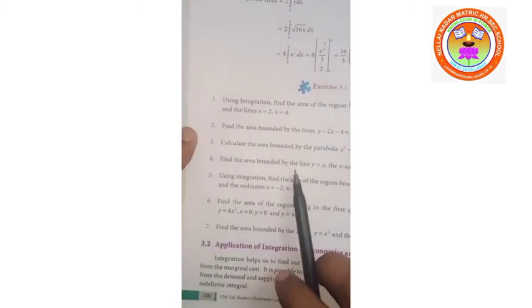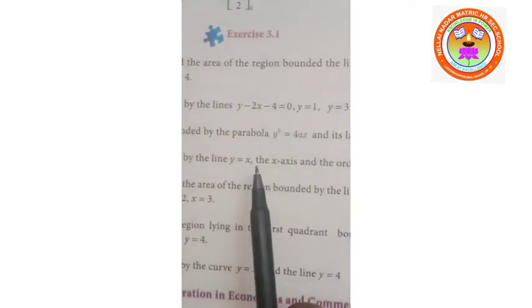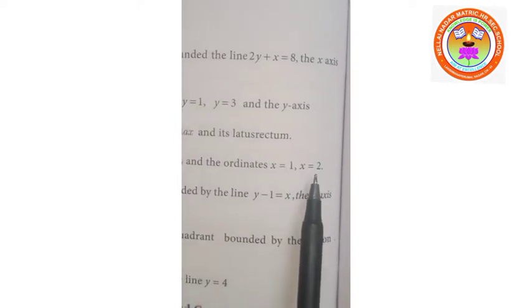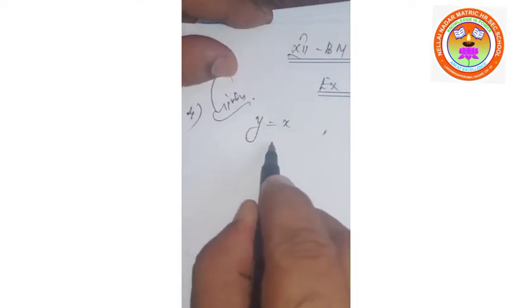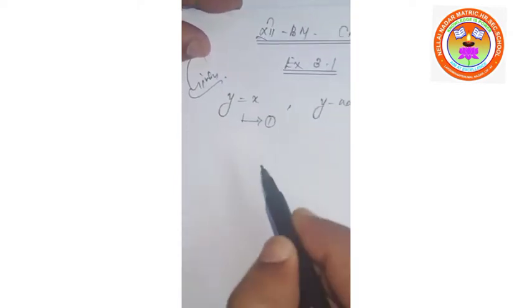Now problem number 4. Find the area bounded by the line y that is equal to x, the x-axis, and the ordinates x equals 1 and x equals 2. Let it be equation number 1.